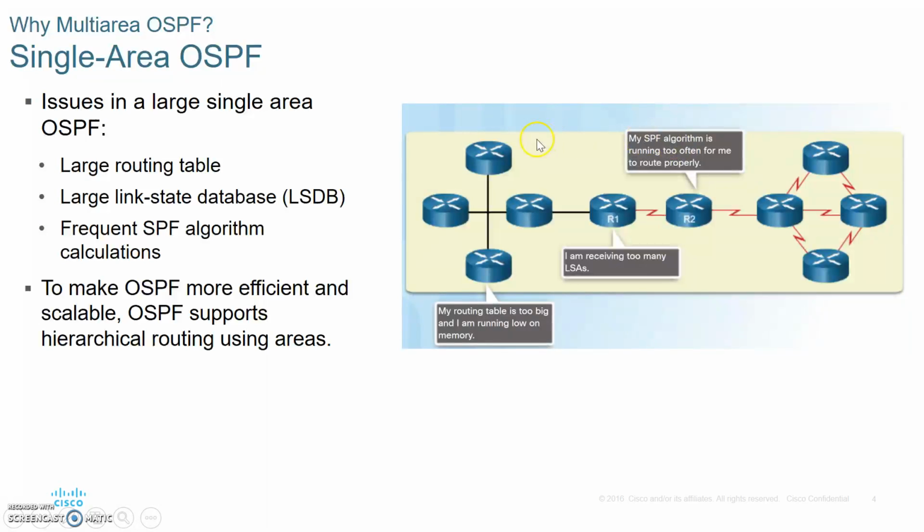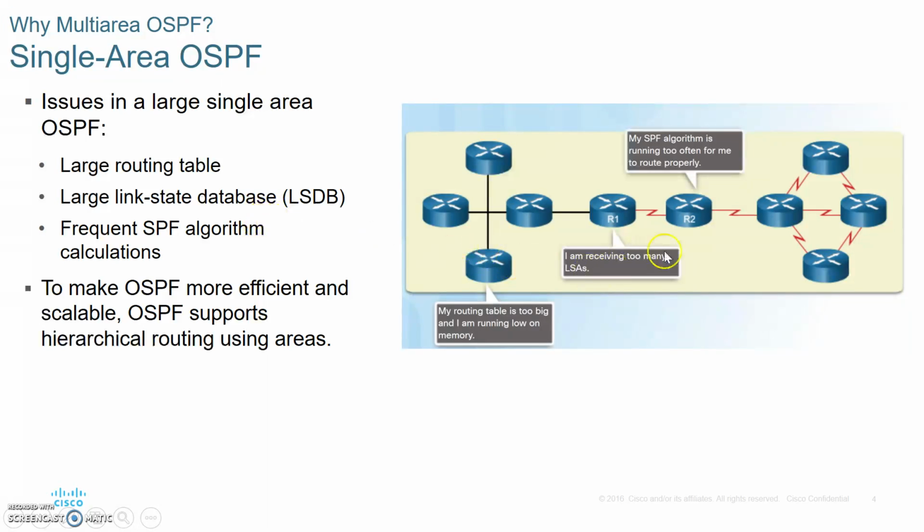And also, when you add more and more routers to your network, your link state database will also get larger and larger, meaning your router will need more memory and also more processing power in order to process and store the large link state database.